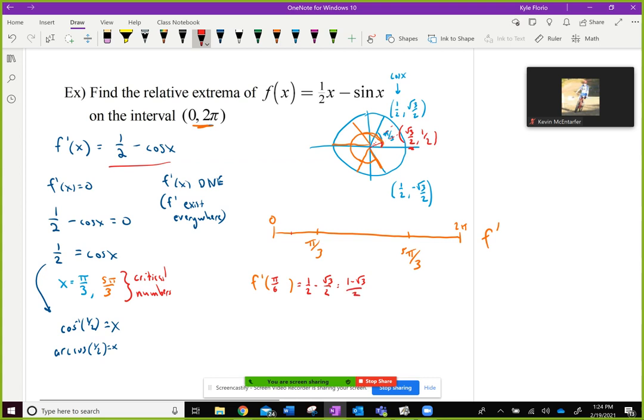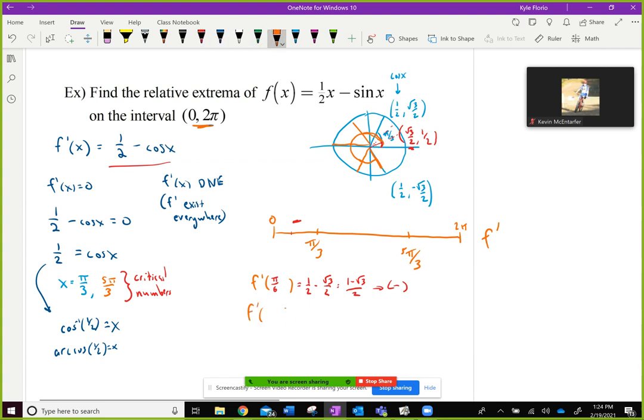Is 1 minus the square root of 3 a positive number or a negative number? Negative, good. Right, the square root of 3 is a little bit bigger than 1. So you can put that in your calculator. But we know that the function is decreasing here. And then what happens after pi over 3?